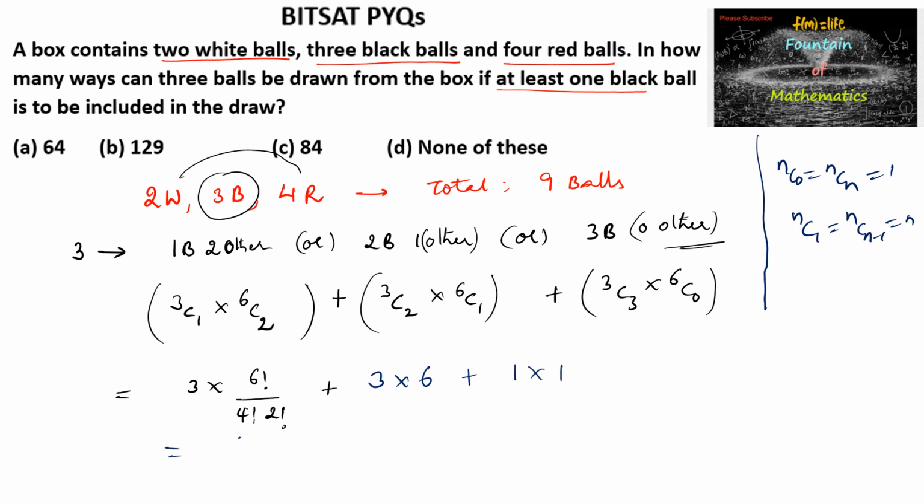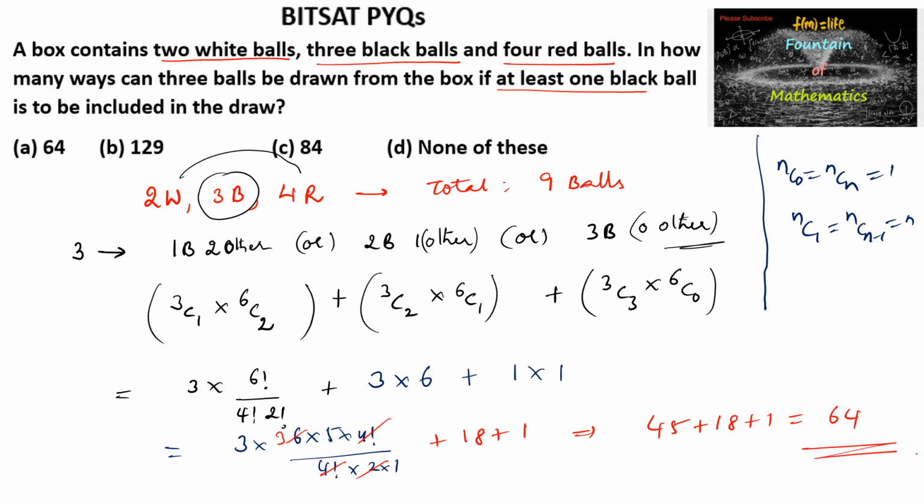And here we can write 3 into 6 into 5 into 4 factorial divided by 4 factorial into 2 factorial, and 2 factorial is 2 into 1, so that we can cancel and write here 45. So 45 plus 18 is 63, plus 1 is 64. So the required number of ways is 64, which is option A.